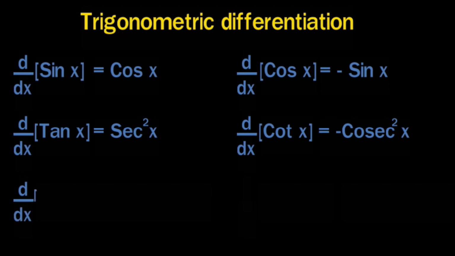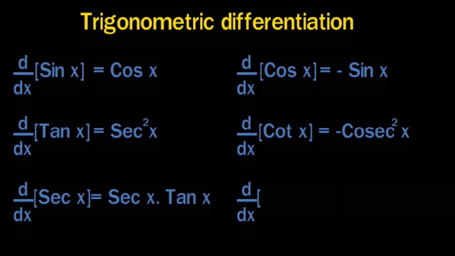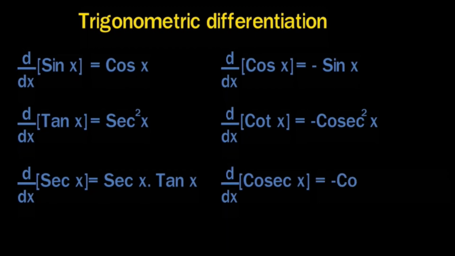If we want to differentiate secant x, we will get secant x multiplied with tangent x. And finally, if we differentiate cosecant x, we will get negative cosecant x multiplied with cotangent x. If you notice, for the trigonometric functions that start with c, the outcome of their differentiation has a minus sign.